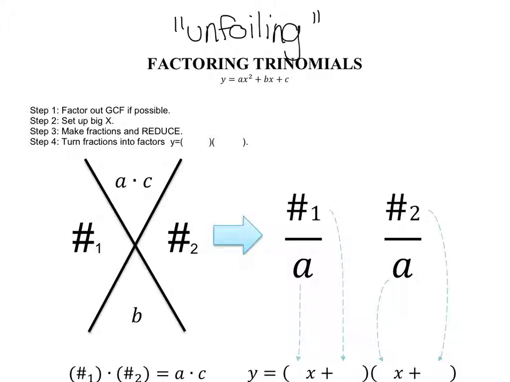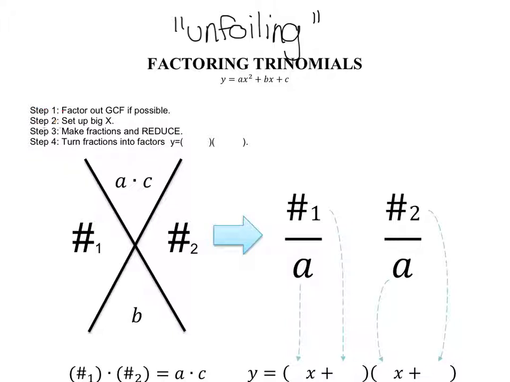When you FOIL, you have 2 binomials, so things that have 2 terms. You have 2 of those, and then you do first, outside, inside, last. Well, what we're going to do is reverse that, okay? The steps aren't first, outside, inside, last, reversed, but that's basically what we're going to get back to: those 2 binomials being multiplied together. Our steps are up here.